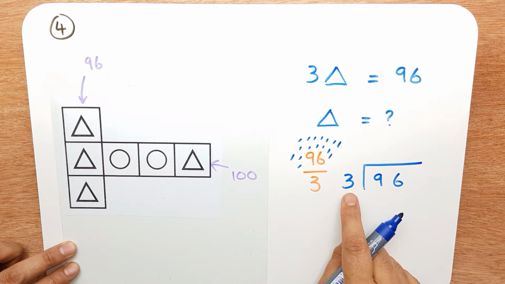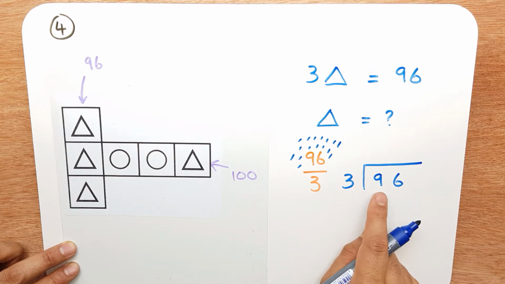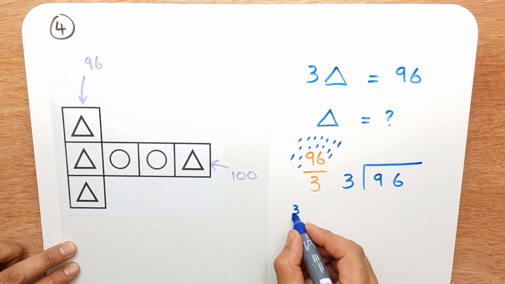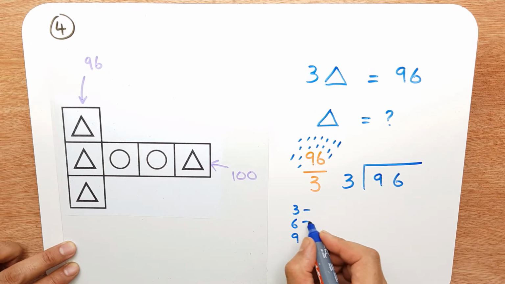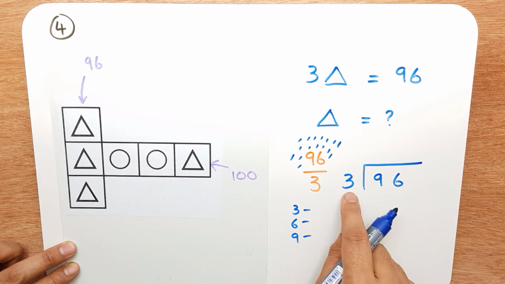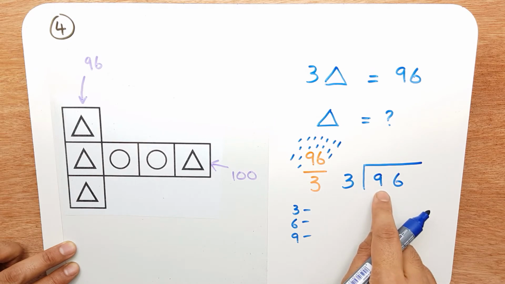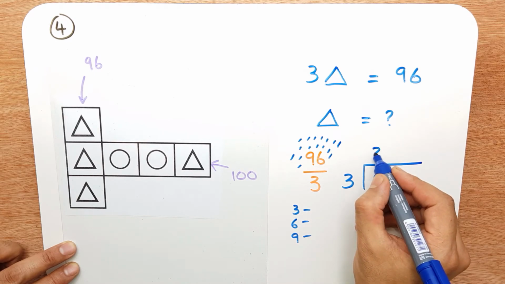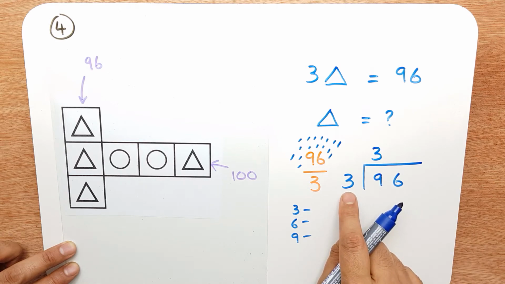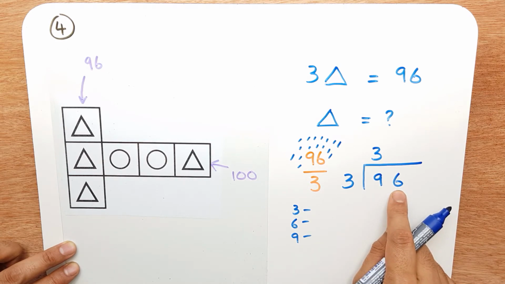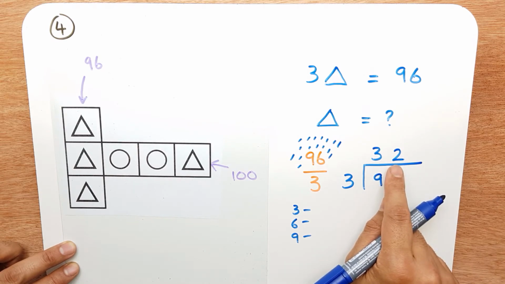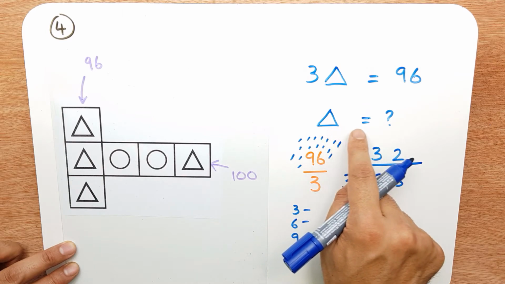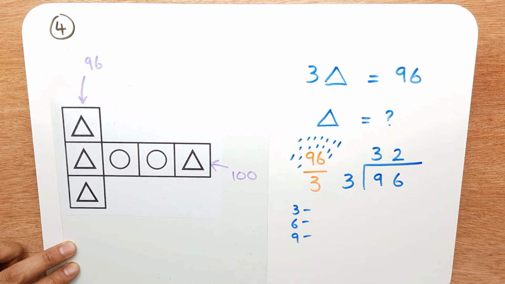As before, how many 3s are there in 9? So if I did the 3 times table, 3, 6, 9, I've got 1, 2, 3. So 9 divided by 3, or how many 3s are there in 9? The answer's 3. Let's move on to the next one. How many 3s are there in 6? There's 2 3s. So my answer is 32. So now I know each triangle is equal to 32.